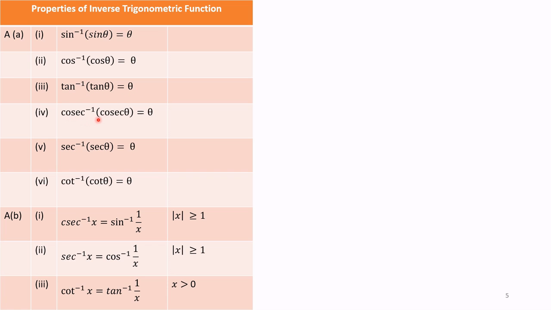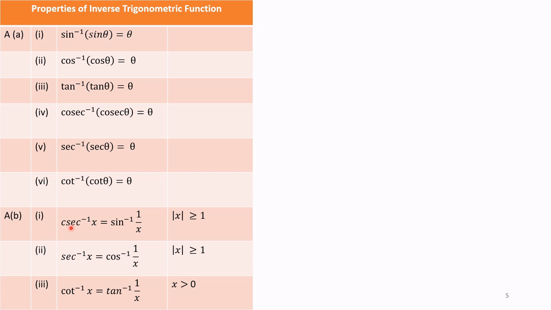Similarly, cosec inverse of cosec theta is equal to theta. Secant inverse of secant theta is theta. And cot inverse of cot theta is equal to theta. The next properties are: cosecant inverse x is equal to sine inverse 1 by x.